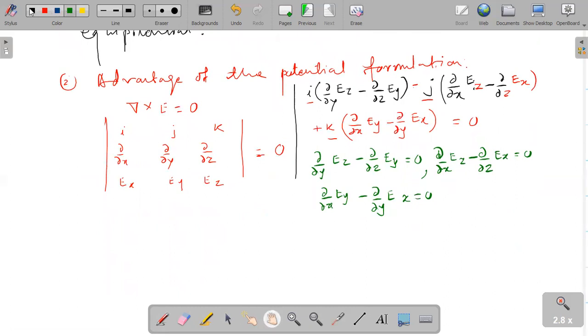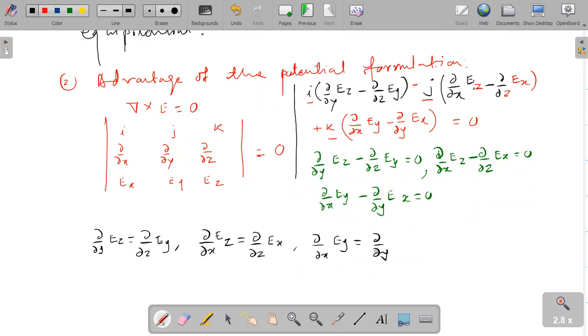Therefore, we can say that ∂/∂y of Ez is equal to ∂/∂z of Ey, comma, ∂/∂x of Ez is equal to ∂/∂z of Ex, comma, ∂/∂x of Ey is equal to ∂/∂y of Ex. This is about the point number 2. That is the advantage of potential formulation. Understood, dear student, up to this level?